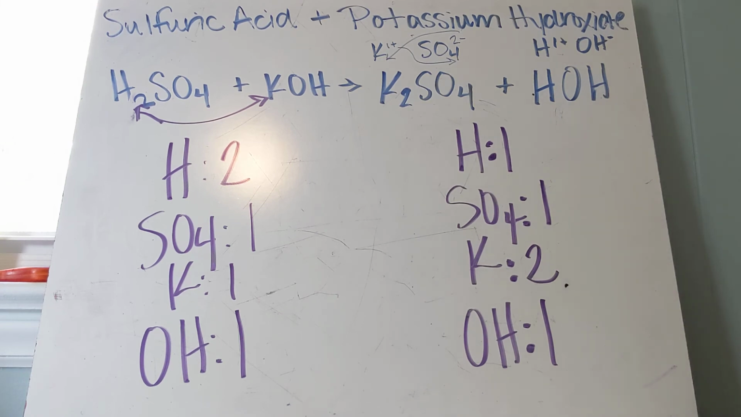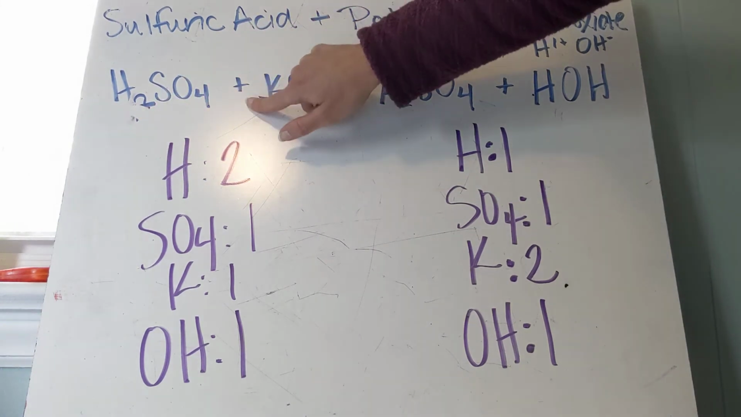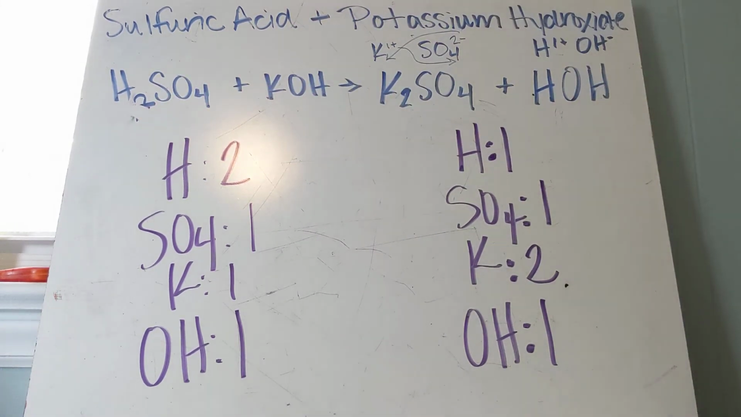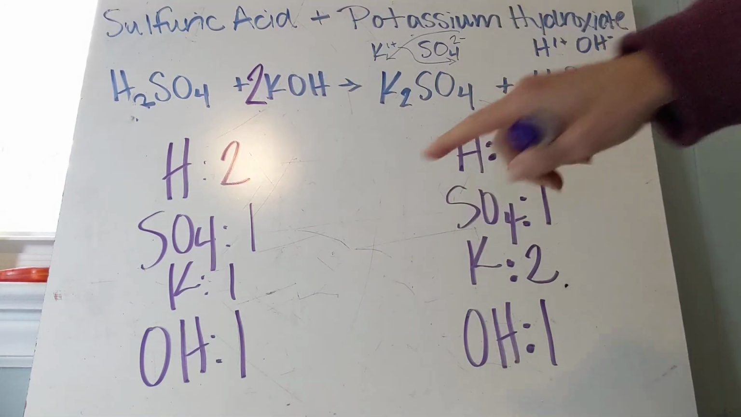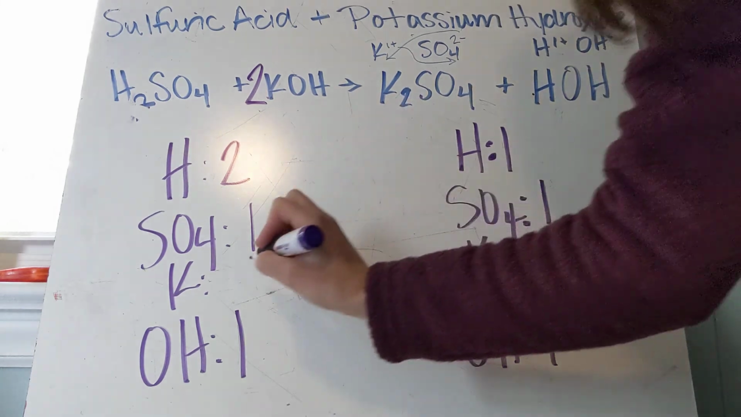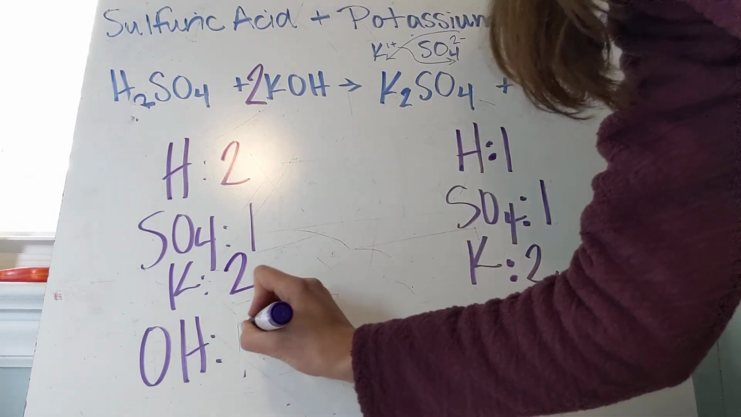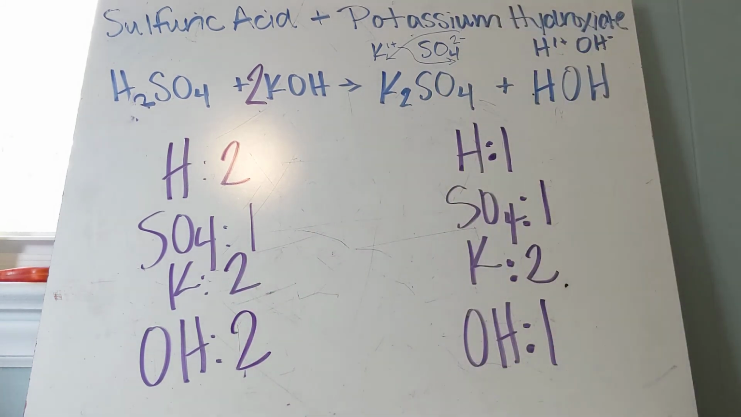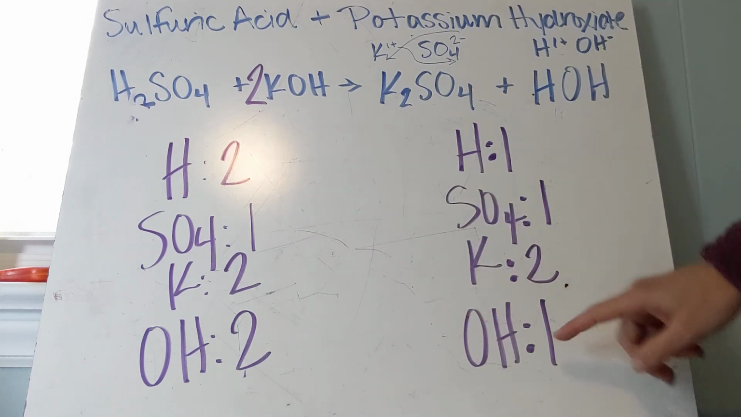In order to balance my potassium, I need to put a 2 over here. And I'm going to get rid of this arrow just so it's not confusing. So I'm going to put a 2 over here. That's going to change my potassium. I now have 2 potassiums, but I also have 2 hydroxides. So, changed my potassium, and that's good. But now I have 2 hydroxides and unbalanced that. Sad.